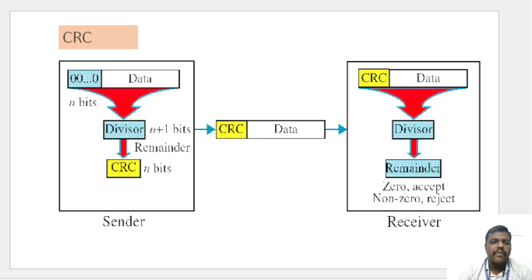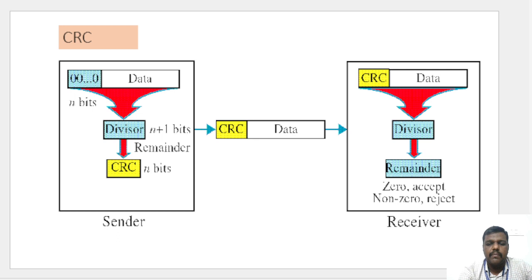We have an original data, and the original data is added with n number of 0 bits. Why do we add n number of 0 bits, and how is it calculated? We have divisor bits. If the divisor is 5 bits, we have to add 4 bits to the original data. So if the divisor is n plus 1 bits, we need to add n bits of zeros to the original data, and perform a binary division.